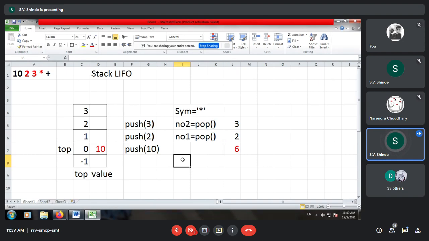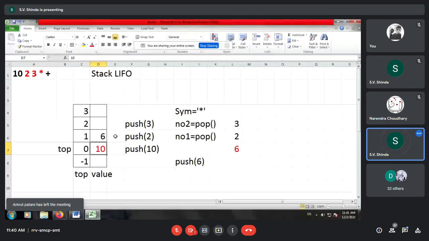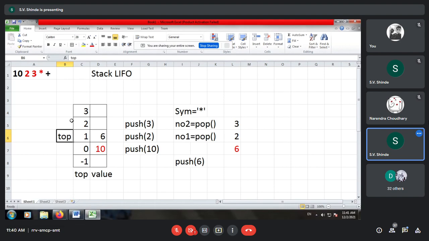So the next instruction: is it a symbol? It is not a symbol. It is a constant. We have to issue push 6. So when we issue push 6, it will be updated over here, and your top will be incremented to point to the top of the stack.